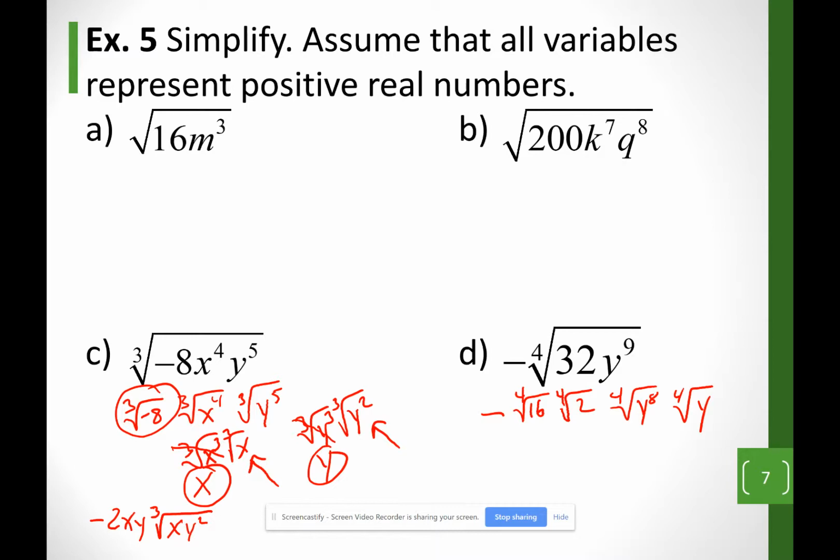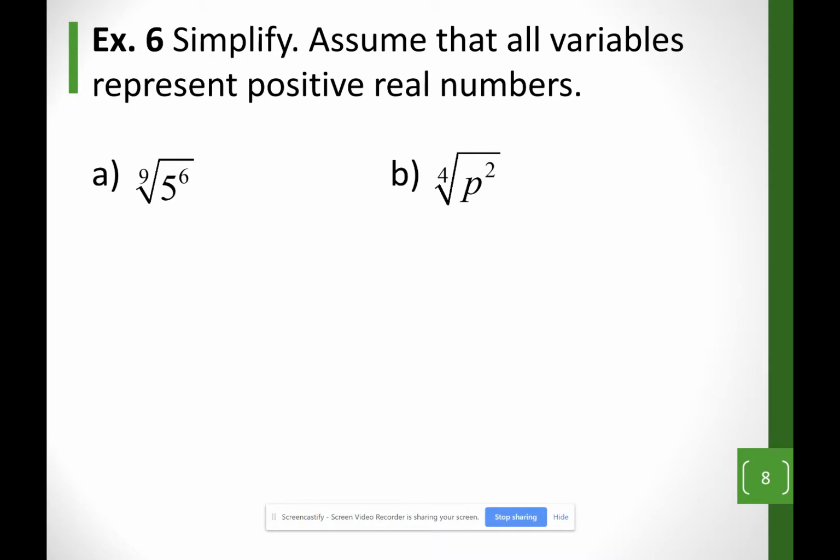I know the 4th root of 16, a number multiplied by itself 4 times to give us 16, that's 2. On the y's, exponent divided by root gives me y squared. So I'm going to have on the outside -2y squared. Inside the radical, I'm going to have the 4th root of 2y.